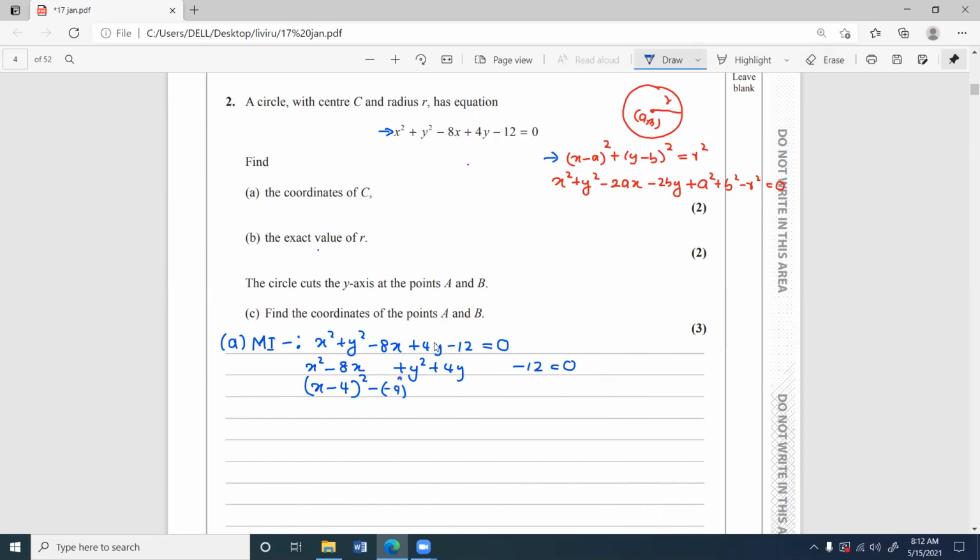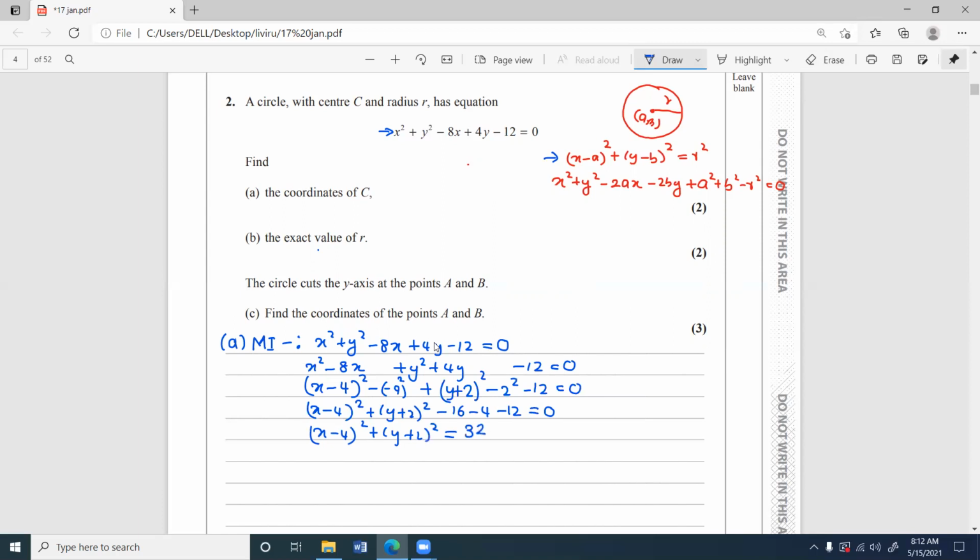Minus 4 squared. Then plus, take the half of 4, that is 2, plus 2, written with the variable y, squared minus the square of this number, 2 squared, minus 12 is equal to 0. With this you can write (x minus 4) squared plus (y plus 2) squared minus 16 minus 4 minus 12 equals 0. Then you can write (x minus 4) squared plus (y plus 2) squared is equal to 4 plus 12 plus 16, which is 32. Bring it to the other side, it is plus 32.